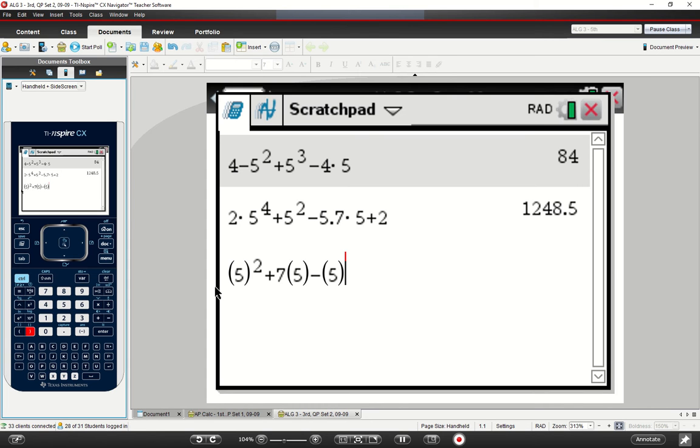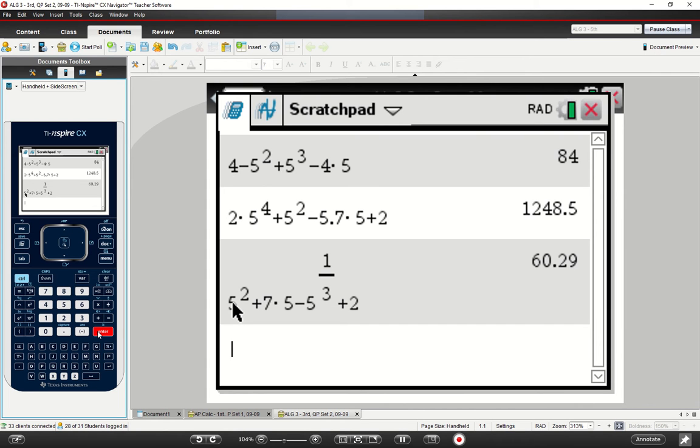it has an exponent of 1/3. So I have to do this. So I go exponent. So right there, brings me a little thing there. And I go 1 divided by 3. And then I arrow over, so I can enter my next number, which is plus 2. So I end up with 60.29.